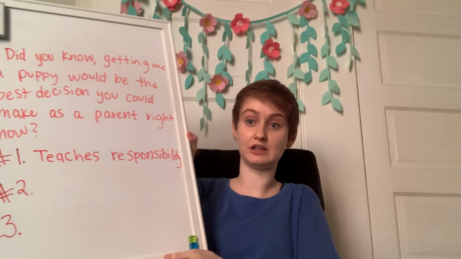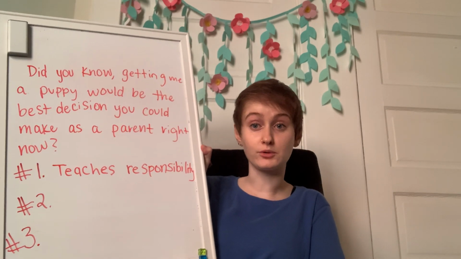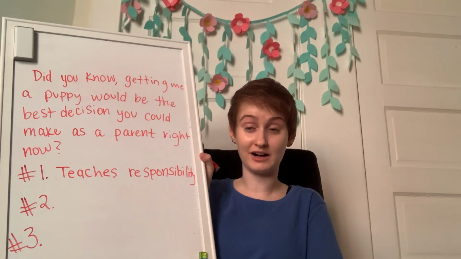So for my first reason why I think my mom should let me have a puppy is because it teaches responsibility. Because this is our first draft, that is all I'm going to write, just that simple phrase, teaches responsibility, is reason number 1. And hopefully you thought of a reason number 1 why it would be good for you to do that thing that you're asking your parent for. And you can go ahead and write that in your outline.